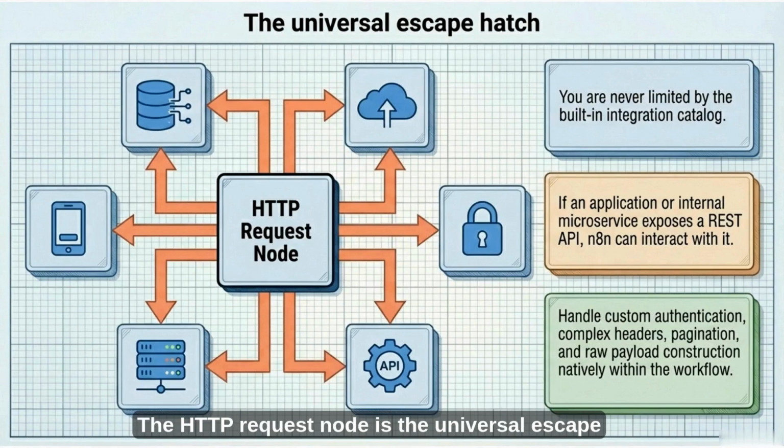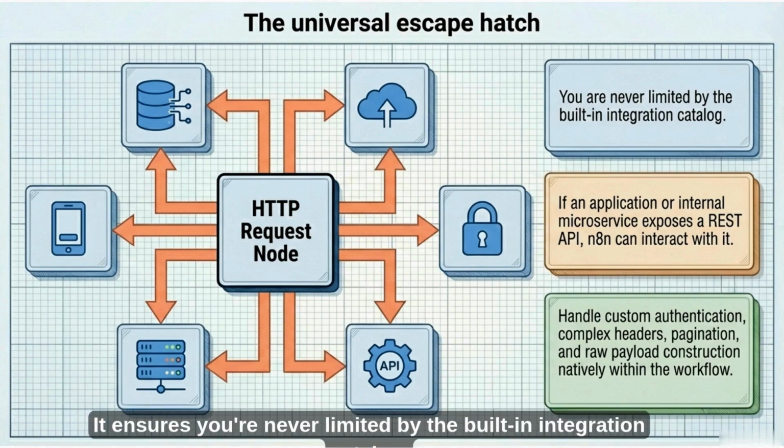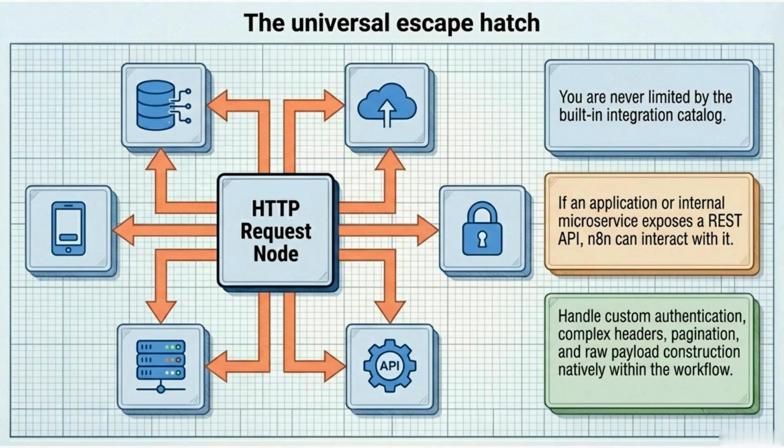The HTTP request node is the universal escape hatch. It ensures you're never limited by the built-in integration catalog, allowing n8n to interact with any application or internal microservice that exposes a REST API.